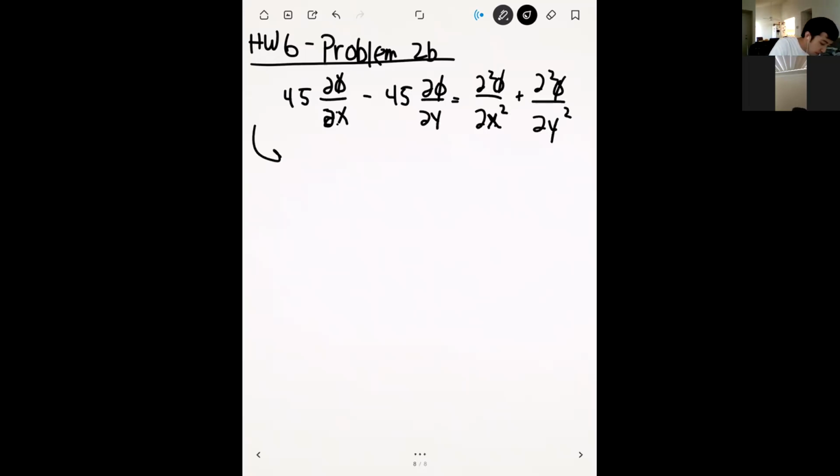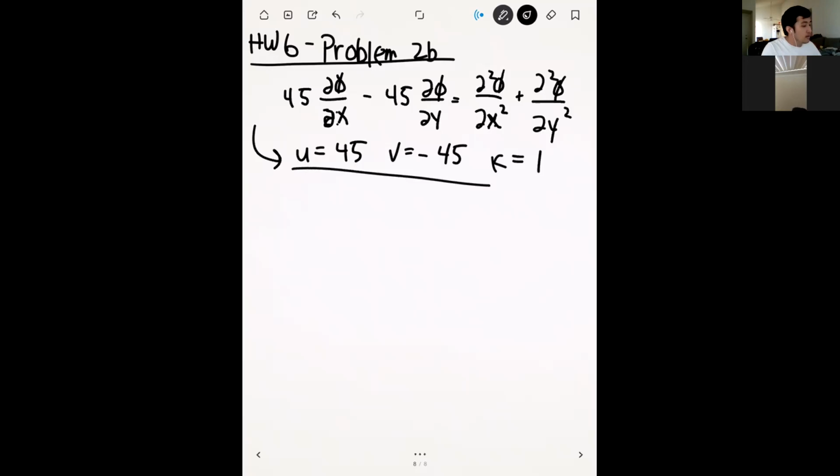We can see here that our u is going to be 45. Our v is going to be negative 45 because that's the coefficient in front of dphi/dy. And since we don't have any coefficient in front of the diffusion term, we see that k is equal to 1.